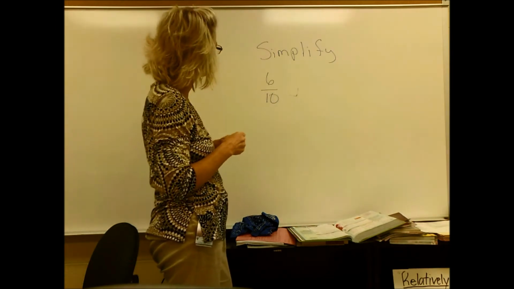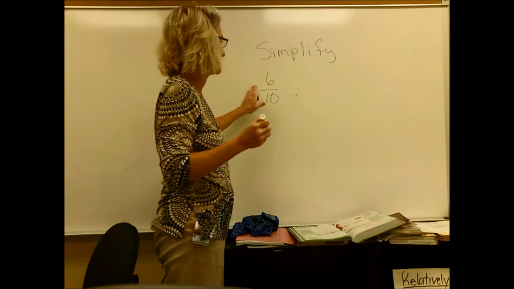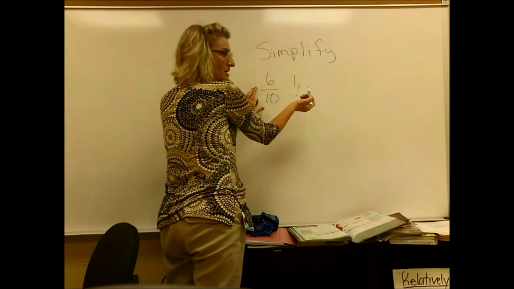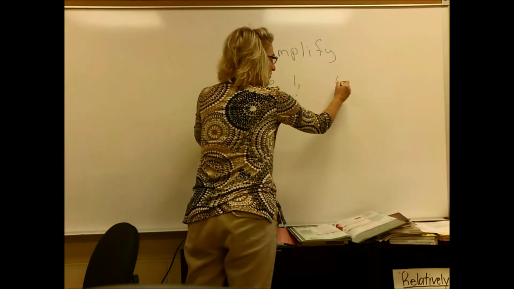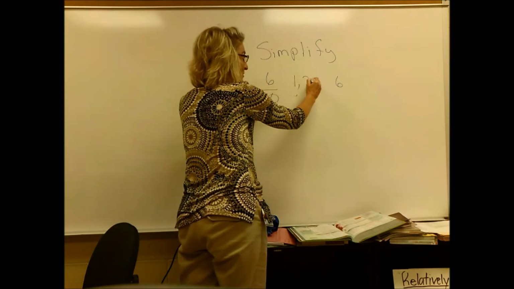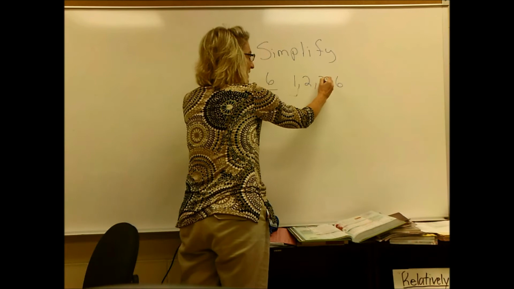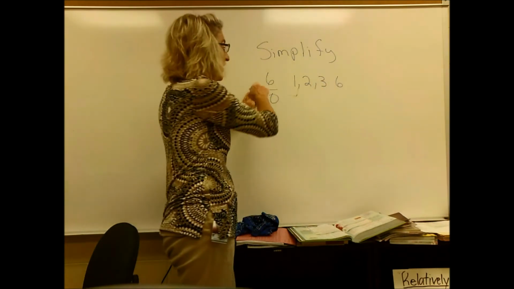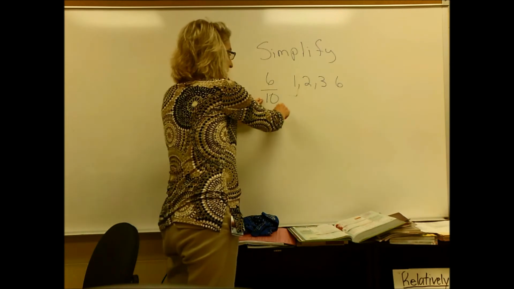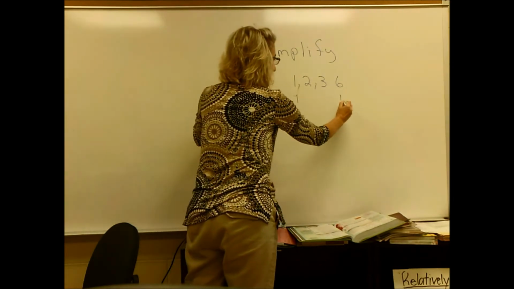So, first thing I need to do is find all of the common factors of 6. Well, I know that 1 will go into 6, obviously, and 6 goes into 6. 6 times 1 is 6. 2 will go into 6 because it's even, and 2 times 3 is 6. There are all my factors. 4/6. All of my factors for 10. Of course, it's 1 and 10.